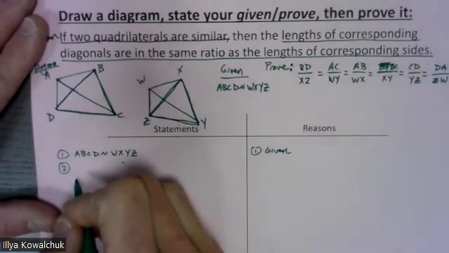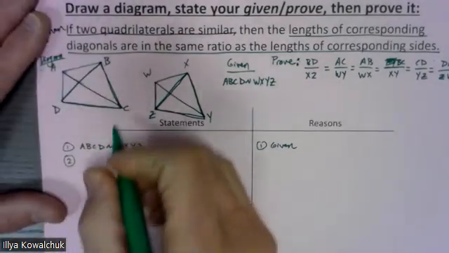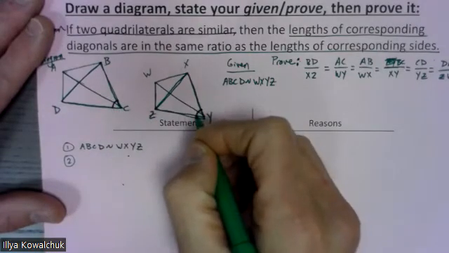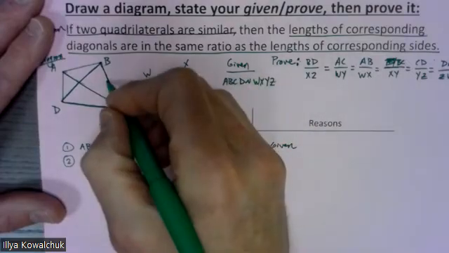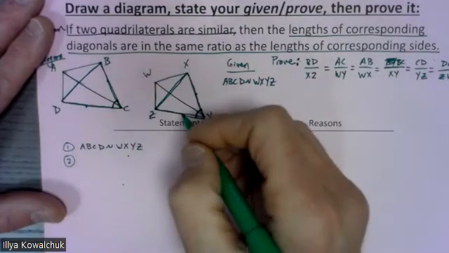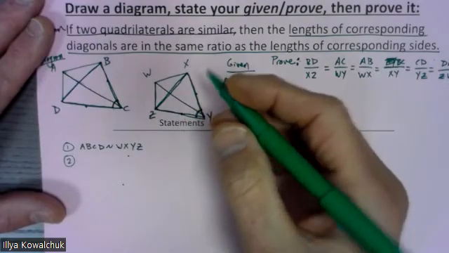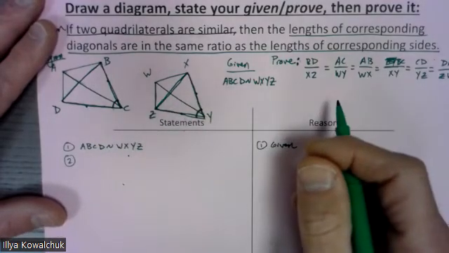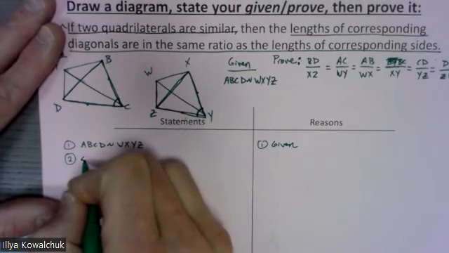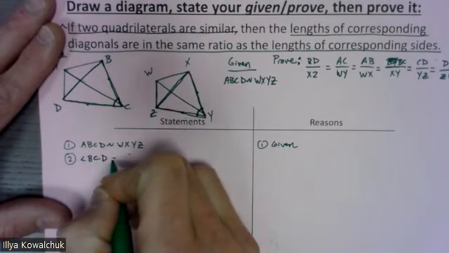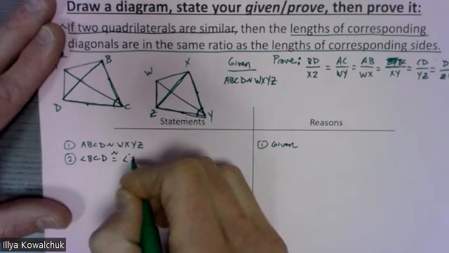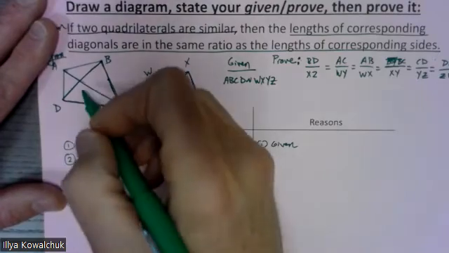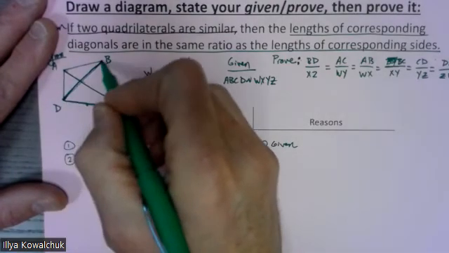So first thing I need to do is start with my angles. So what I want to do is say this whole angle here is congruent to this whole angle here. And then I'm going to say that this side is in proportion to this side, and this side is in proportion to this side. We already know all of those things are true because we know that these quadrilaterals are similar. So I can say angle BCD is congruent to angle XYZ. And that's going to allow me to prove these 2 triangles congruent.